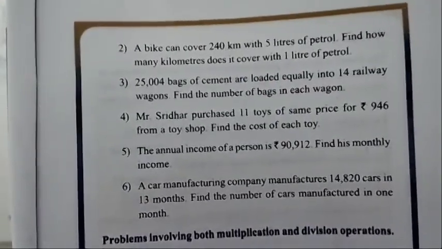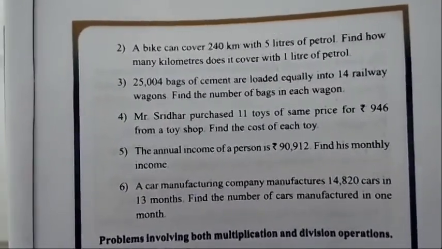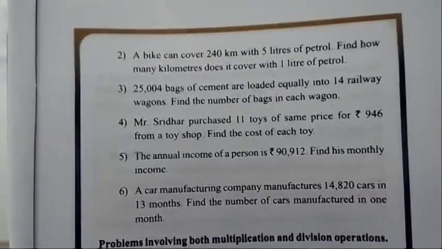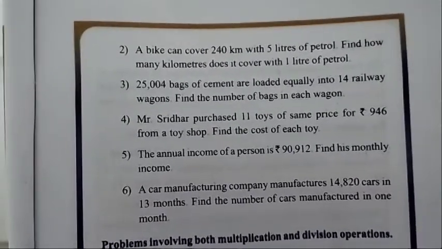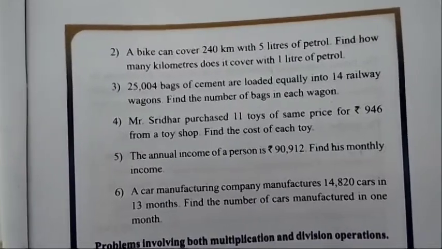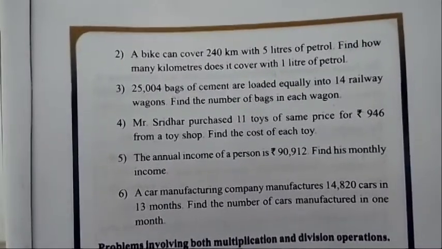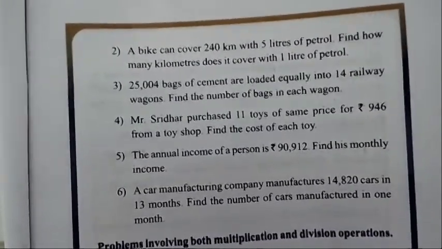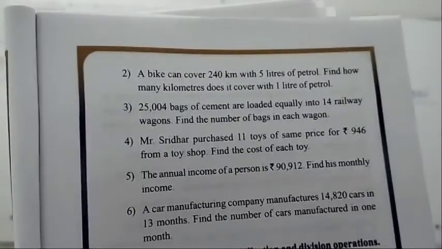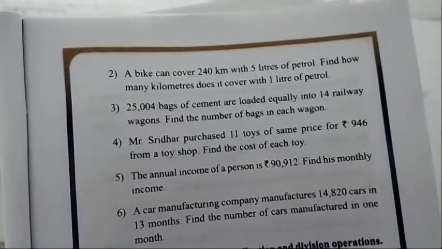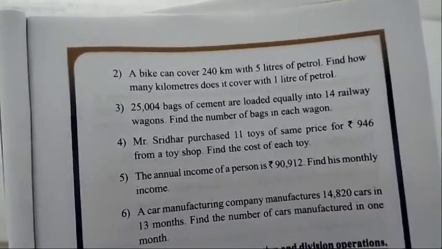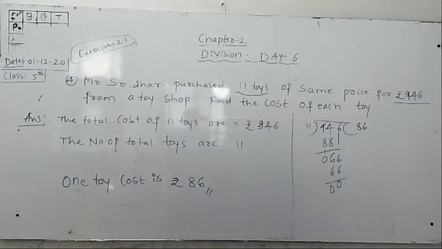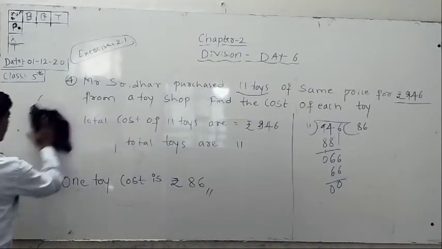In 1 year how many months? 12 months. Then you have to divide by 12. Then your answer should be available. Then sixth, a car manufacturing company manufactures 14,820 cars in 13 months. Find the number of cars manufactured in 1 month. There, the total number of cars and total number of months, you have to divide. Your answer should be available. Okay. Then we are going to discuss the last problem. Then I will complete the class.